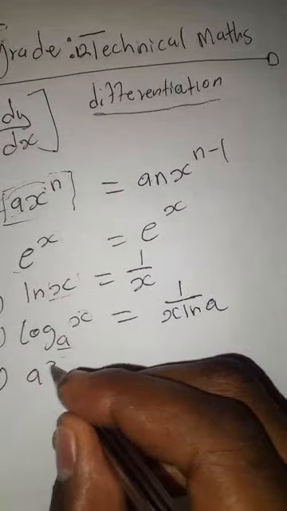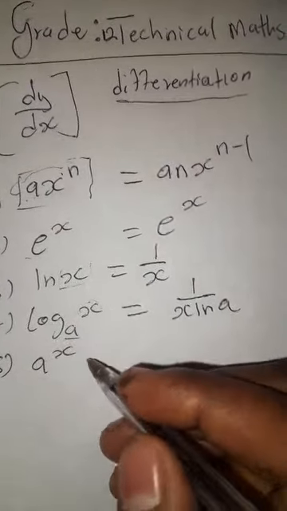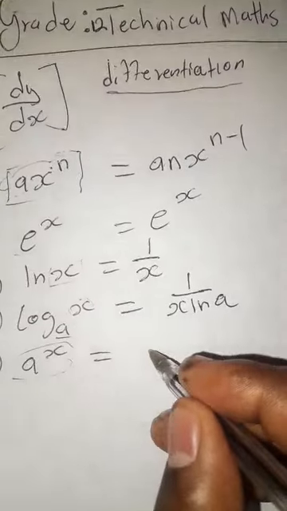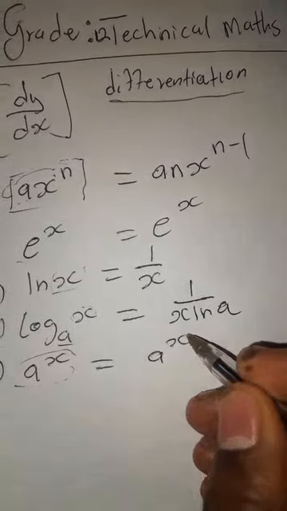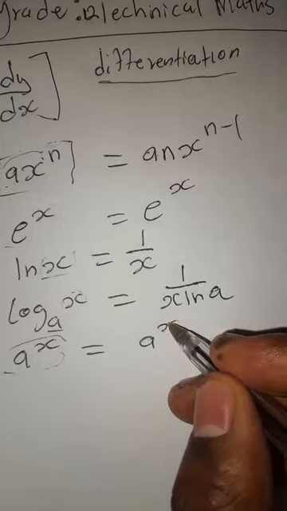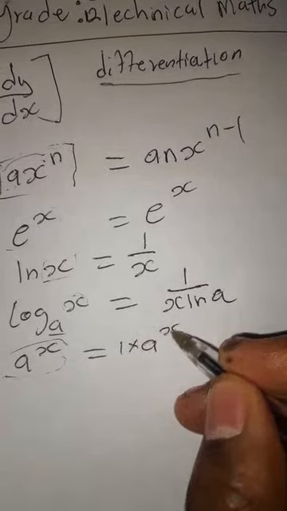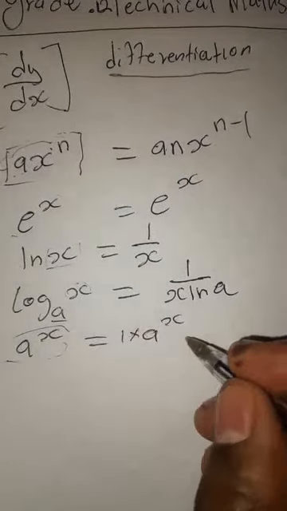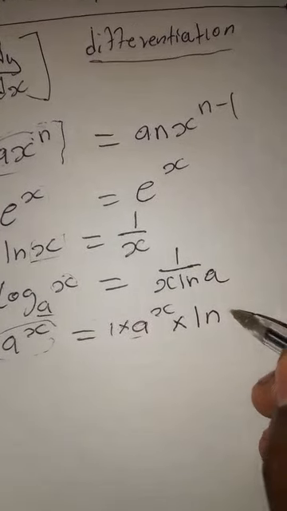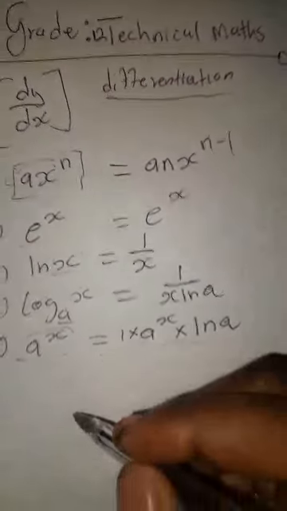Let's say you are given a to the x. Note this is an exponent. When you differentiate the exponential function, you take this as it is, you don't change it, it will be equal to a to the x. Then you take the derivative of the exponent, which is 1, since when you differentiate x it gives you 1. You multiply it there. Then again, you multiply by ln of the base, which is a. This is what is for the exponent.